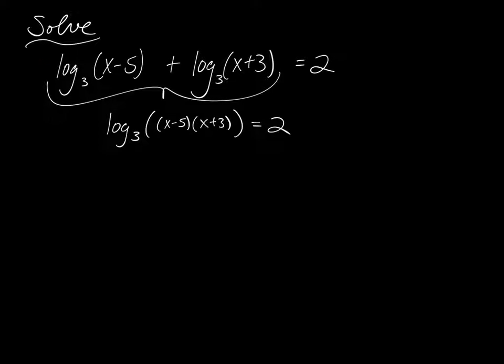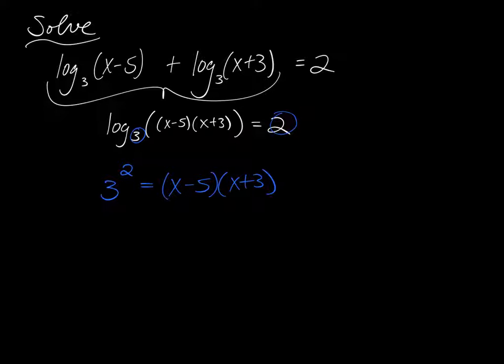And since these logs are both positive, their arguments will both be in the, quote, top of the fraction, meaning they won't be in the bottom of a fraction, and they're going to get multiplied together by the power rule here. Now that we have one log equaling some number, I can rewrite this in exponential form. So this would be 3, that's the base. The log equals the exponent goes on the base, so 3 squared equals x minus 5 times x plus 3.